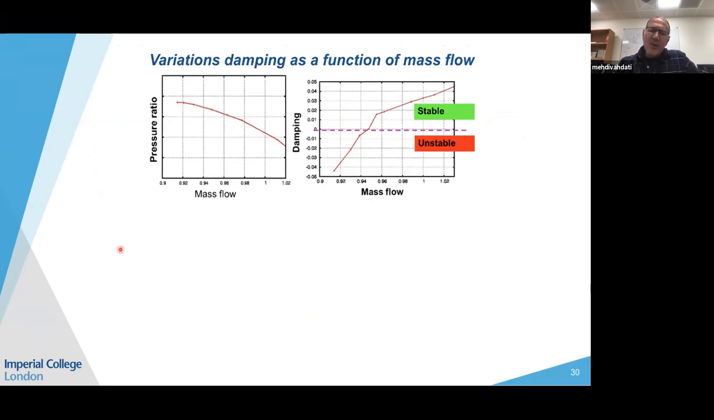Now, this is the same plot. Here we have mass flow against pressure ratio, and on the right plot I have plotted mass flow against damping. As you throttle up the working line, you can see this is damping. As I mentioned before, negative damping means unstable. As you start throttling, the blade starts losing damping, and it reaches the point where it suddenly drops to the negative area and becomes unstable. So how does this happen?